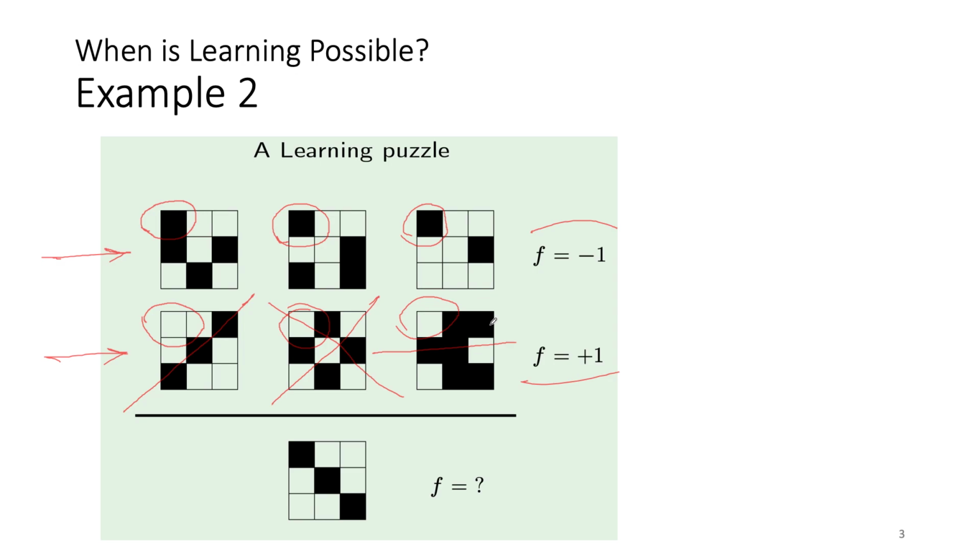anyway, so now we found some patterns. Now, using those patterns, can we predict the test label here? So can anyone guess what's going to be the outcome of F?